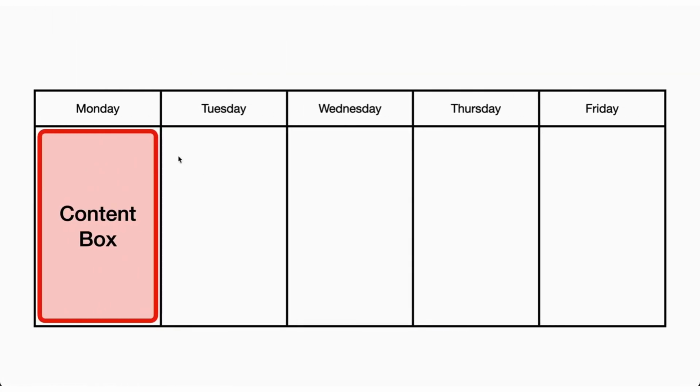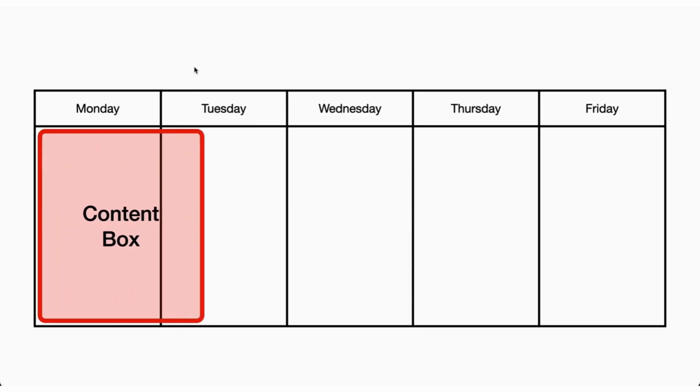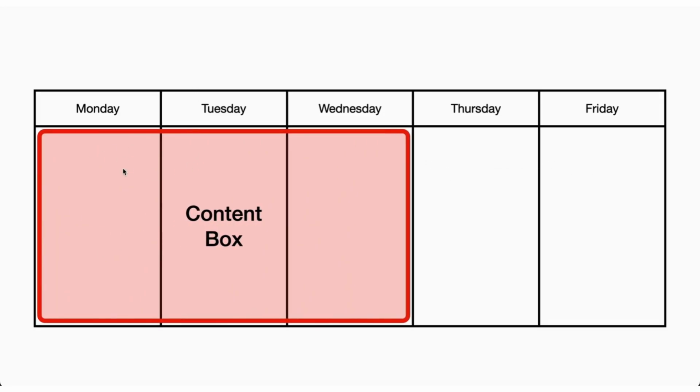A visual representation would be this. So here's Monday, Tuesday, Wednesday, Thursday, Friday. I've added a content box. And then when I change the active dates, so in this example, I change the active dates to be Monday through Wednesday. This is the same box, right? So any edit I make on any of these days is going to appear on all of those days.